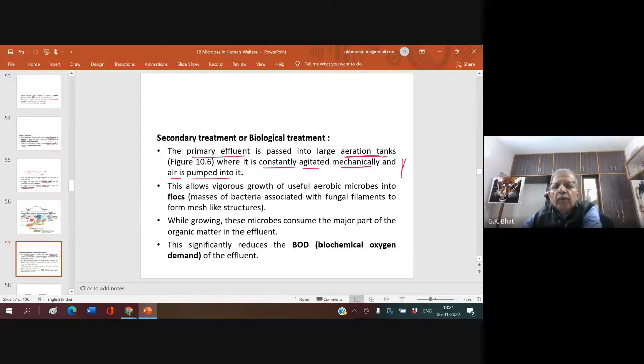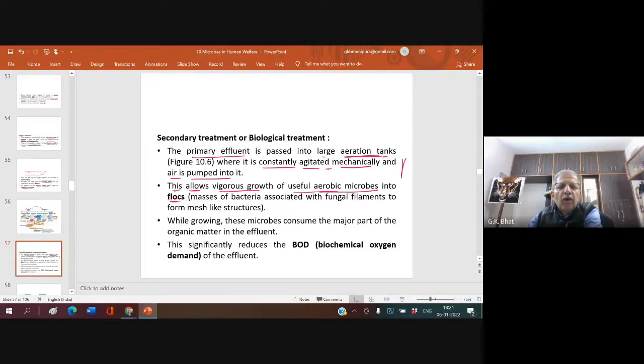This is agitated constantly, mechanically, by connecting it to a power source, and air is pumped into it. This allows vigorous growth of useful aerobic microbes into flocks. This constant mechanical agitation and the pumping of air into it allows vigorous growth of useful aerobic microbes into flocks.